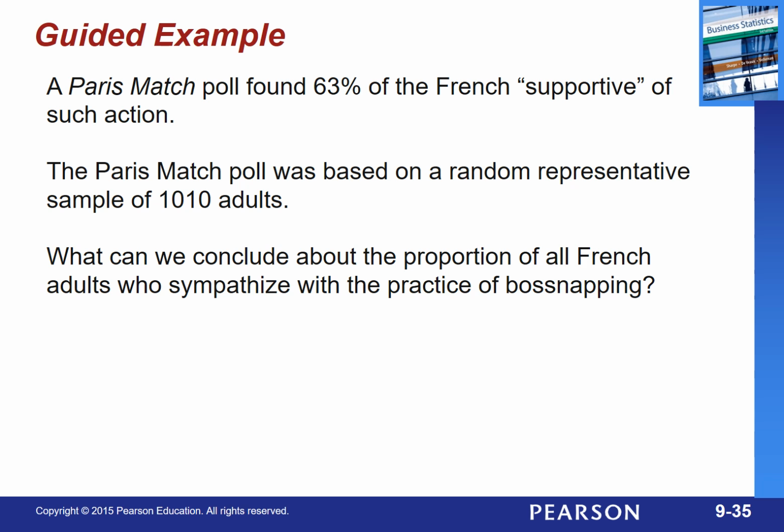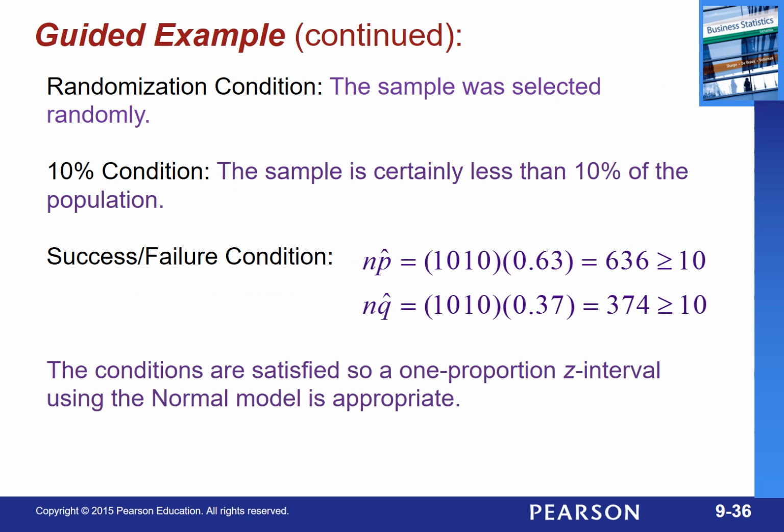Anyway, the first thing we should do is check our conditions. Is it random? Yep, they told us so. Is it less than 10%? Yes, because that would be like saying there are 10,000 people in France. I am currently in Midland, which has way more than 10,000 people and is way smaller than the entire country of France. Just so you know. So it's probably not more than 10%.